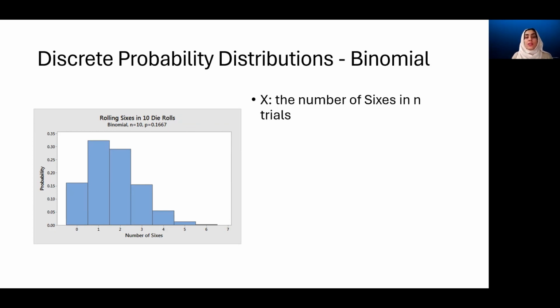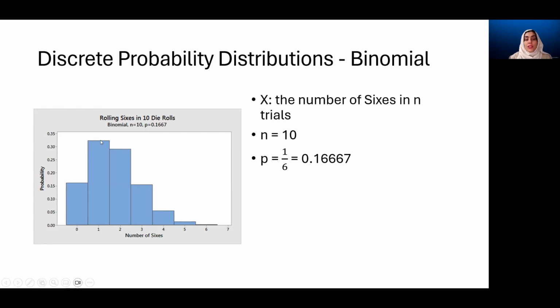The value that X can take on is 0, which means none of the times we got a 6. Then 1, 2, 3, 4, 5, 6, 7, 8, 9, 10. 10 means all of the trials met success, which means we got sixes in all of the n trials. So n is 10 here. The probability of success is 1 by 6. How do we know that? Every time you roll a fair die, the probability of getting a 6 is only 1 by 6, and this is the same for any of the other values that you can get.